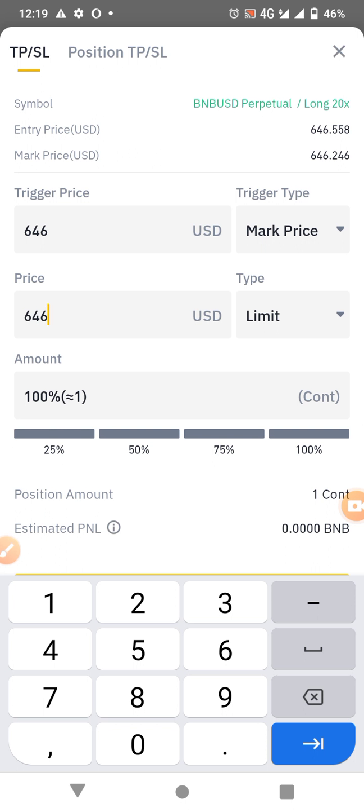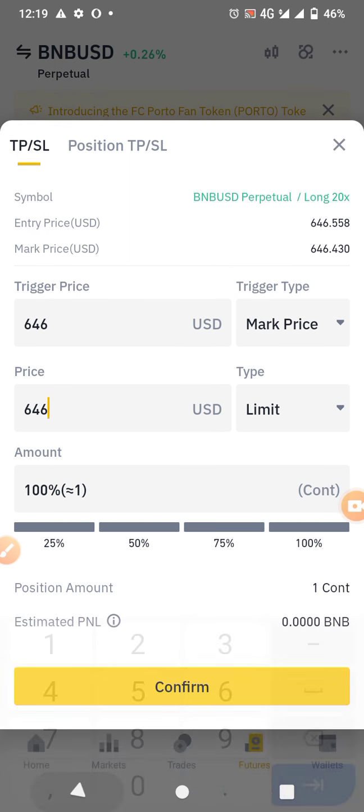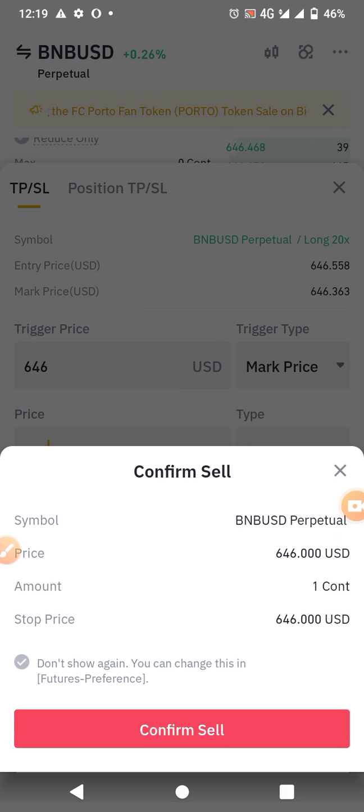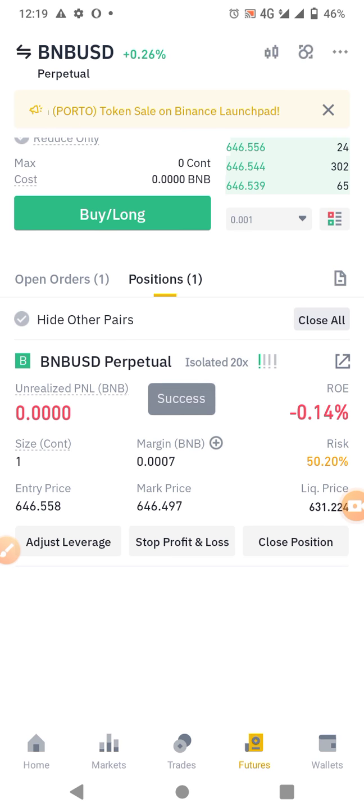And so once BNB comes to 646 US dollars, it will automatically close the position for me. That means I'm not doing it again. I don't want to lose everything. Give me my money, I beg. I just click on confirm. Just click on confirm sale.